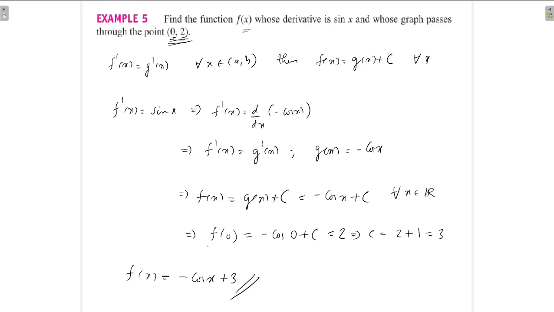This completes the section on the mean value theorem. Next onwards we will move on to the next section.